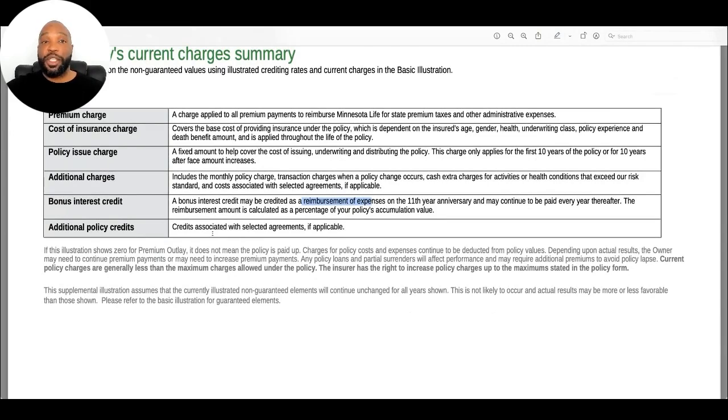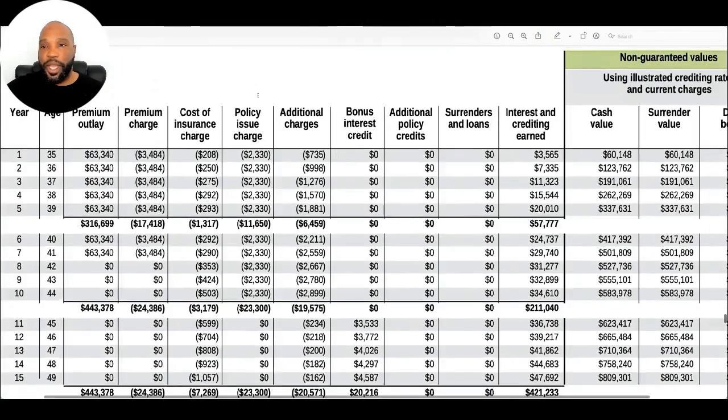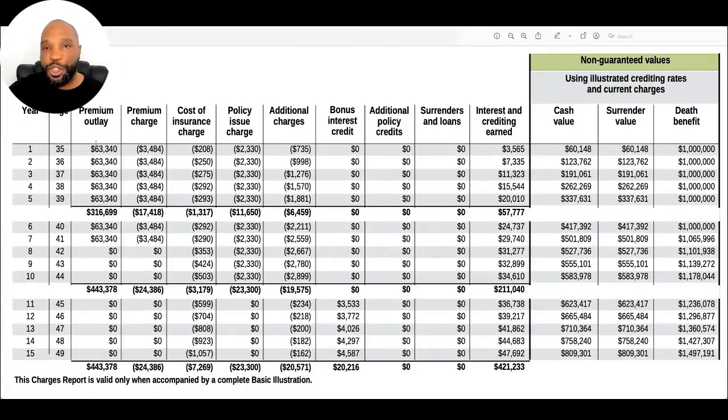Now, one thing to note and be mindful of with index universal life policies is that the charges can change depending on the profitability of the insurance company. That's why it's important to always look at the guaranteed maximum allowable charges in an IUL policy. All right. So as we walk through the expense report, I want to show you how small and insignificant the charges are in relationship to what we get in return.